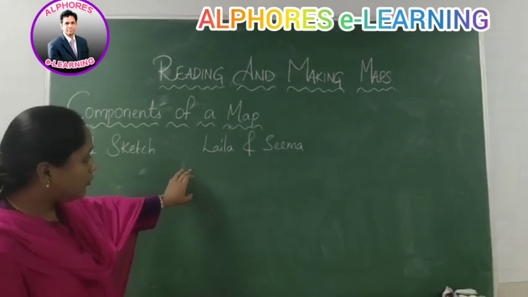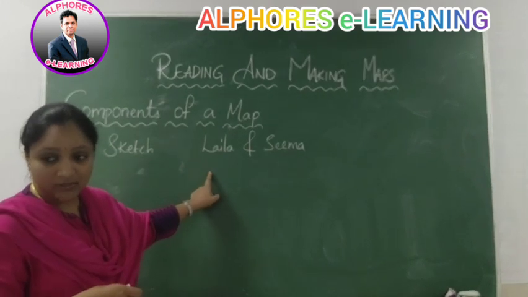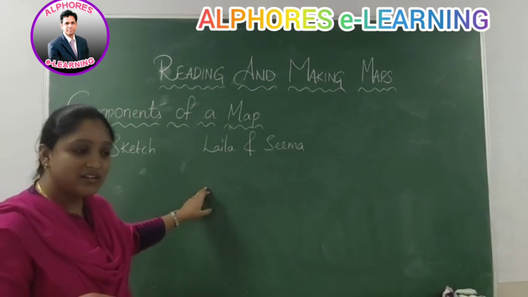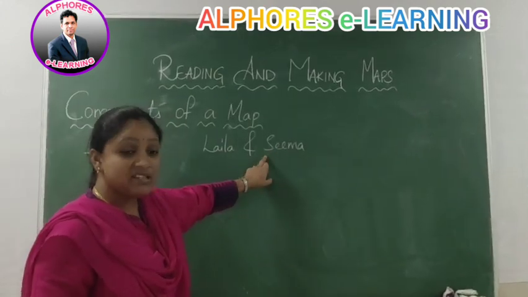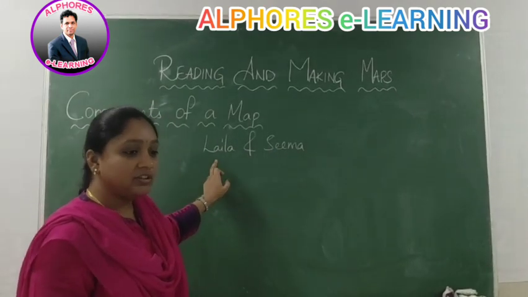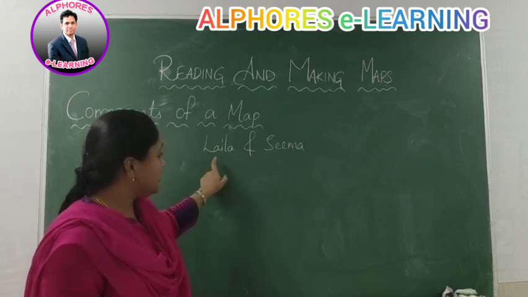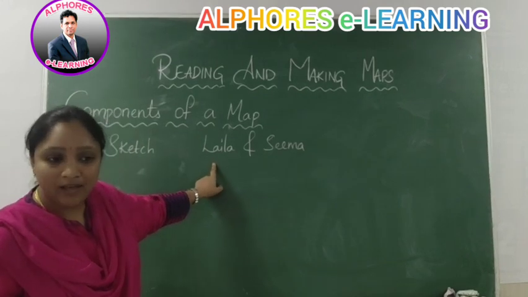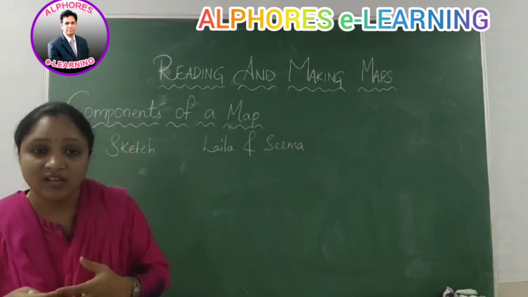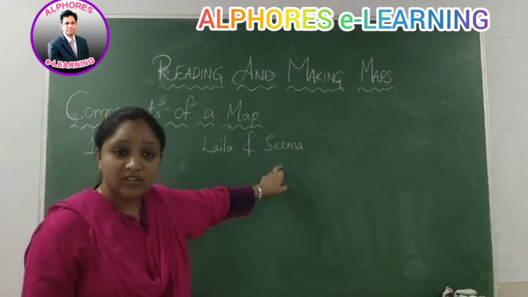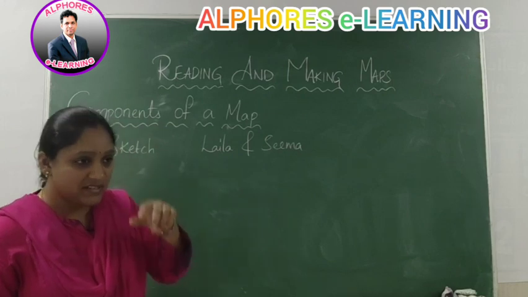But here, Laila is new to the city, and she couldn't find Seema's house. When Seema invited Laila to her birthday party, Laila said, I don't know anything about this city, I cannot find any routes because I am new to this city. So at that time, Seema gave her a rough map. What is a rough map?